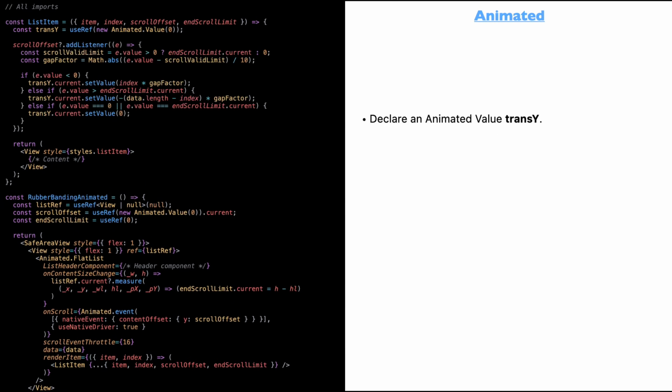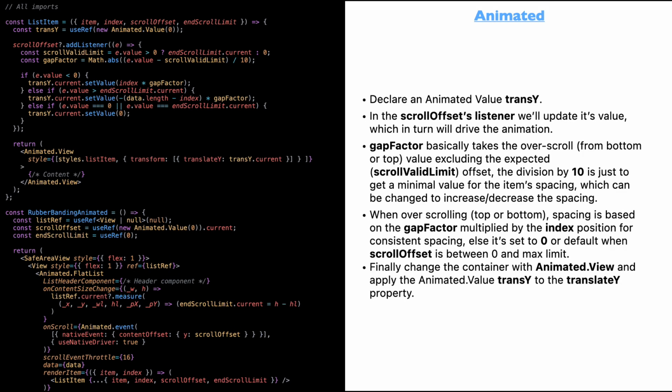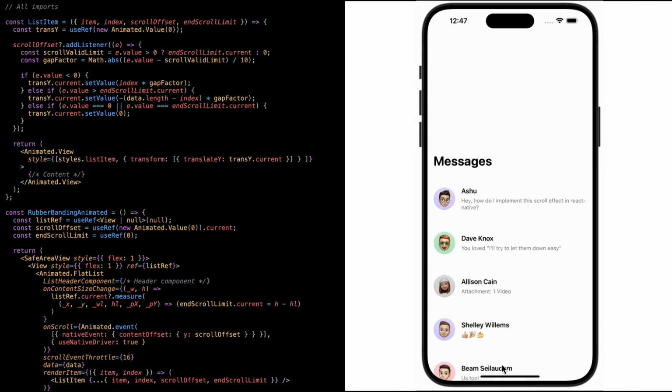Next, in the offset listener, we're going to use the same animation logic as earlier, but instead of interpolate, we're conditionally setting the value here. Finally, update the container to an Animated.View and apply the animation to the style.